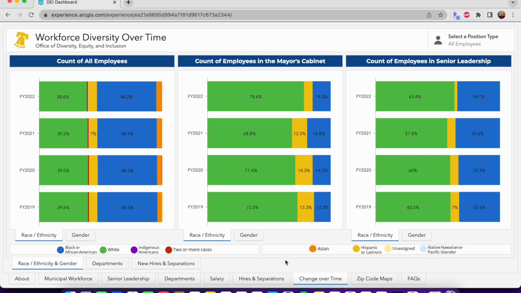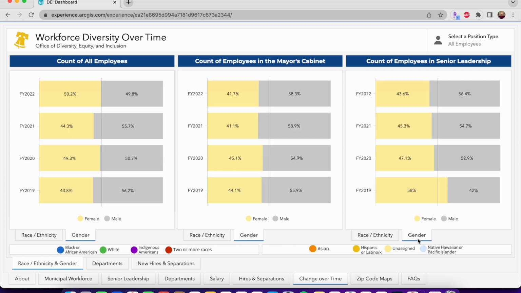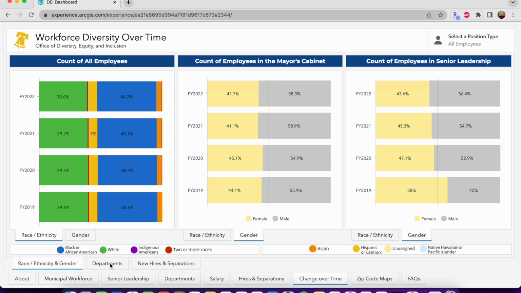Moving on, we can see employee metrics now over time. Starting with fiscal year 2019 and going up to fiscal year 2022, this is all employees and the percent of employees within the city broken down by race and ethnicity. This is employees in the mayor's cabinet and then employees within senior leadership. You can flip to the next tab as well to see the gender breakdown. There are two other secondary tabs in the Change Over Time tab.